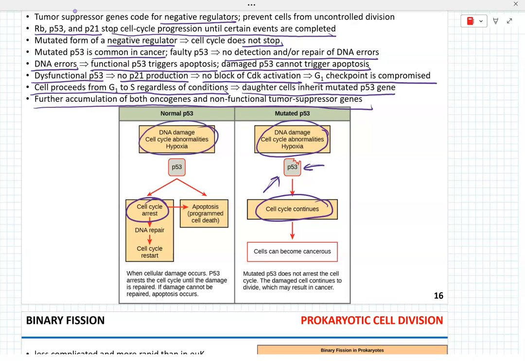If the cell is abnormal and p53 is functional, it will either end in the restart of the cell cycle or programmed cell death. But if it is dysfunctional, the accumulation of further mutations may lead to the cell becoming cancerous.